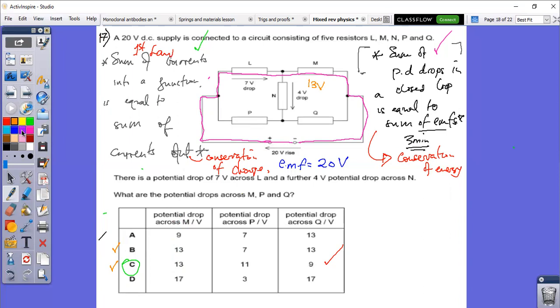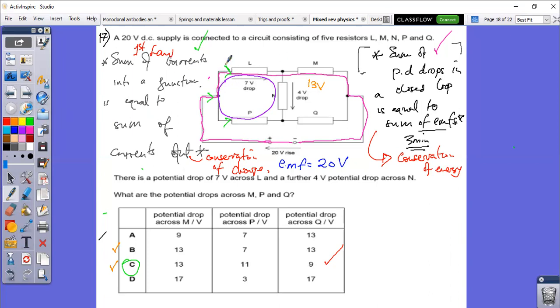Okay. We are now going to look at another loop. Which loop shall we look at? Look, they've given us a 4-volt drop here, so we can look at this loop here. Yeah. So the sum of the drops. Now, if we look at the current going in here, it gets here and then splits. Some goes that way, some goes this way.